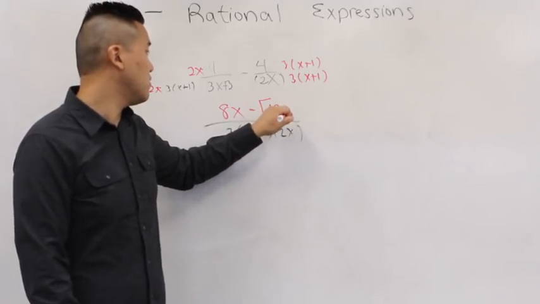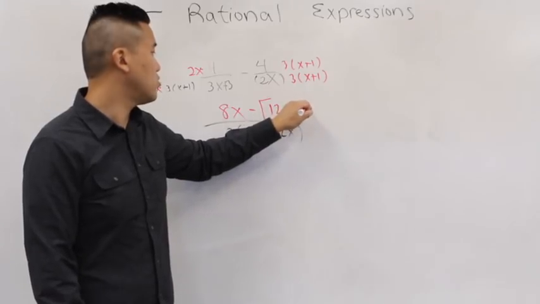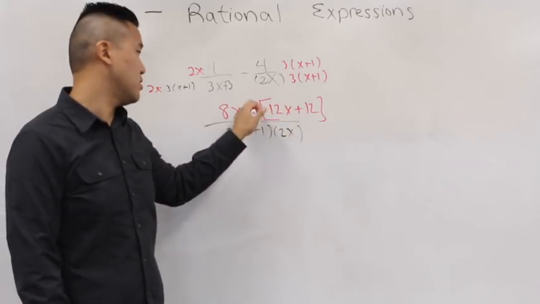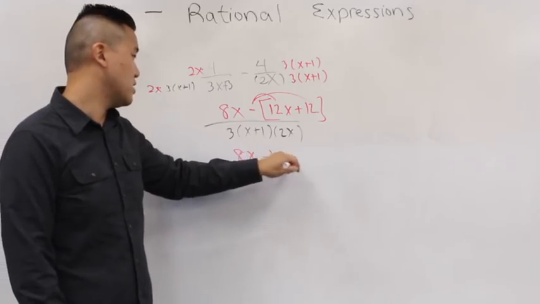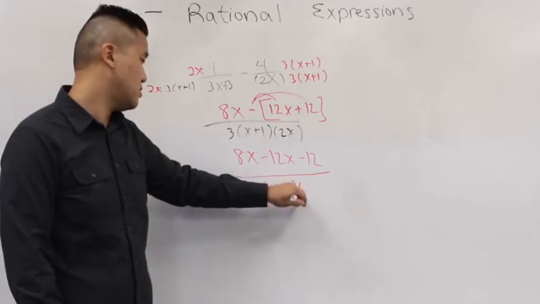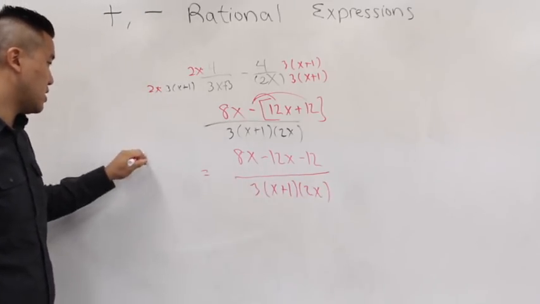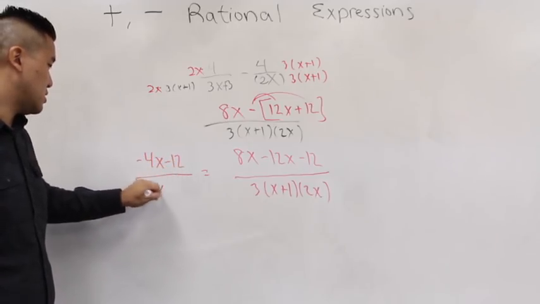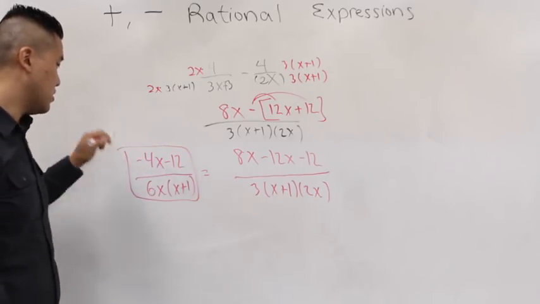So right now you have 12x, and then you have plus 12. A lot of kids make this mistake on the subtraction part. They forget to distribute to the second guy. So you have 8x minus 12x minus 12 versus all that right there. And then my answer here, I'm going to go a little backwards. You have negative 4x minus 12. And here you have 6x times x plus 1. I'm just going to leave the bottom alone. And that's my final answer.